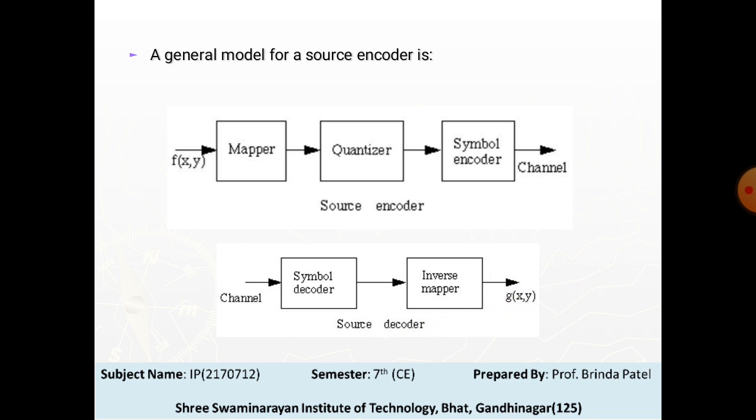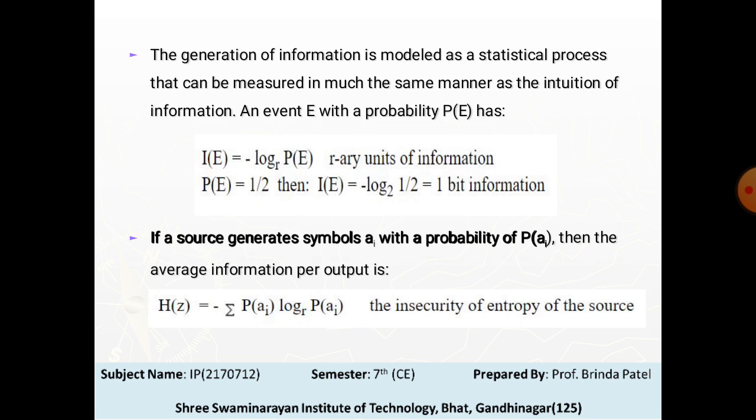Here the generation of information is modeled as a statistical process that can be measured in much the same manner as the intuition of information. So an event E with probability P(E) has I(E) equal to minus log P(E), which is a unit of information. If P(E) is equal to 1/2, then I(E) is equal to minus log base 2 of 1/2, which is equal to 1 bit of information.